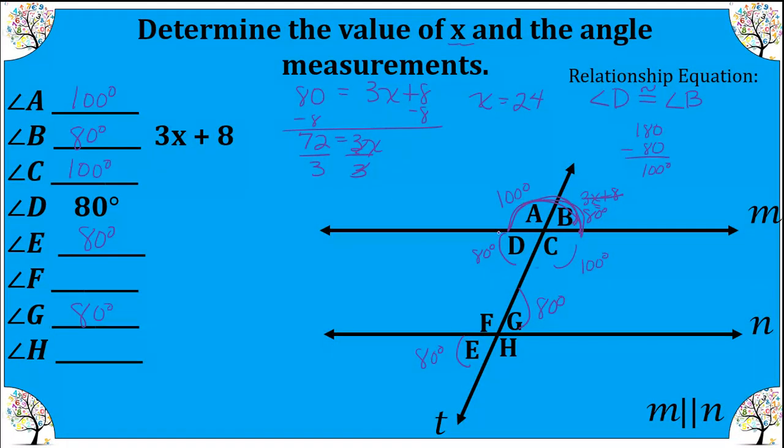I can say A and F right here are corresponding. So F is 100 degrees. And then we can say F and H are vertical. So H is also 100 degrees.